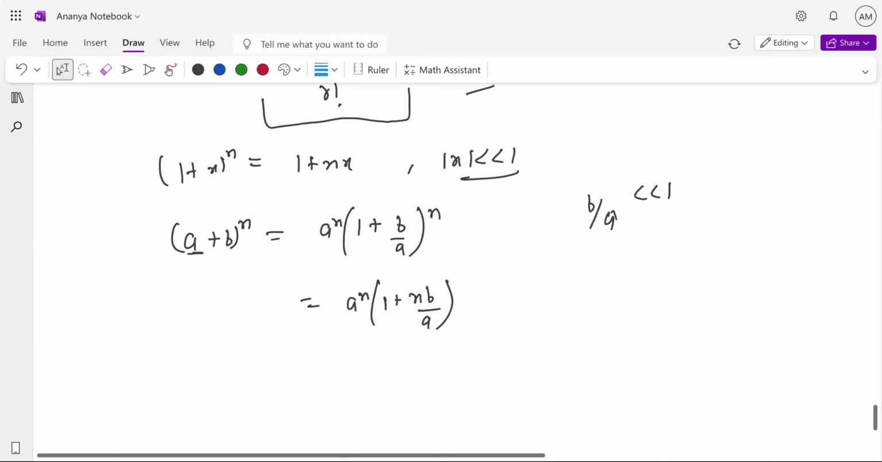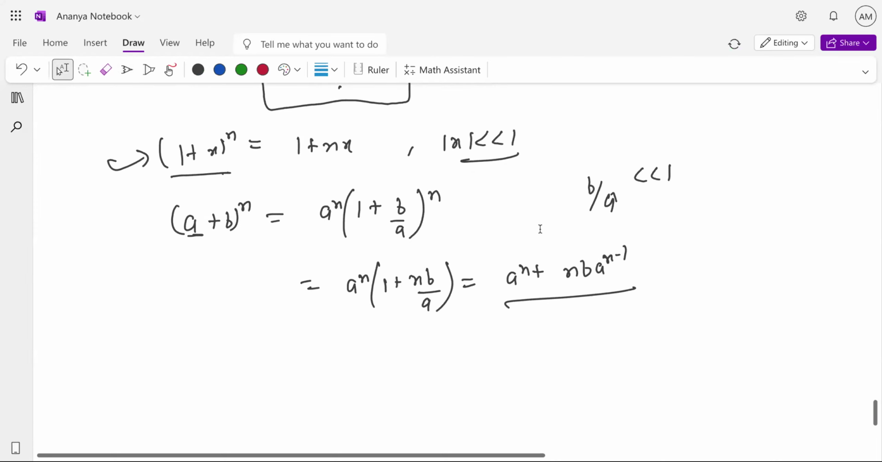You can see I have taken advantage of whatever I calculated in the earlier case. What is it in the new case? Now you can rewrite the same thing as a^n times 1 plus n b by a. I'm not saying you have to mug up all this. I'm just saying if you have got this as a result, you can use it for your work and make applications out of it.